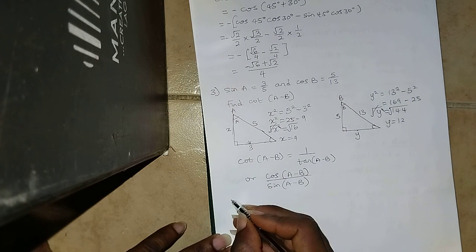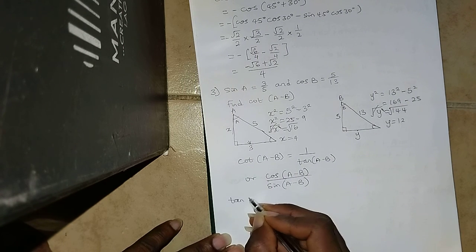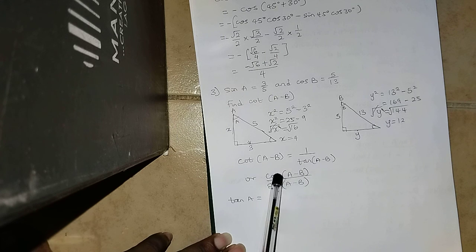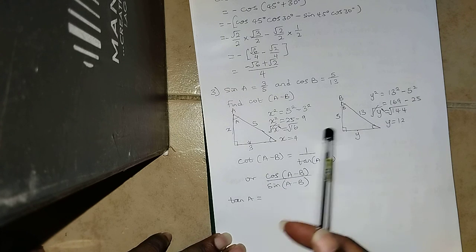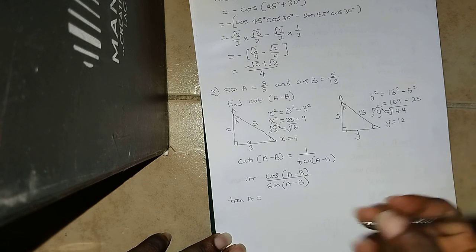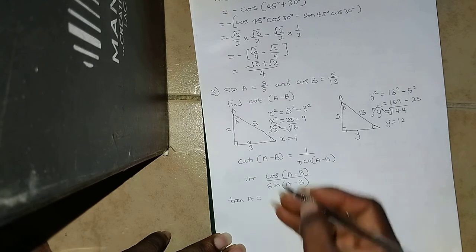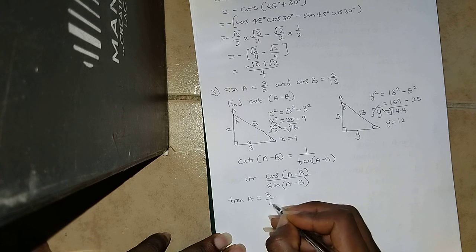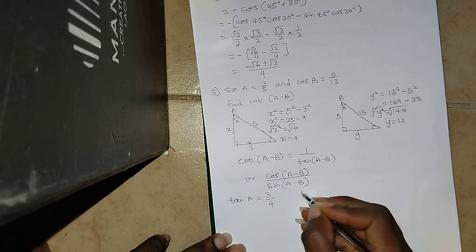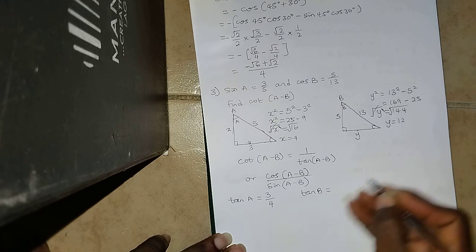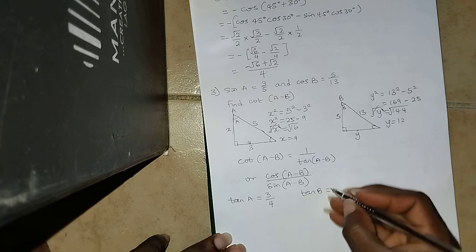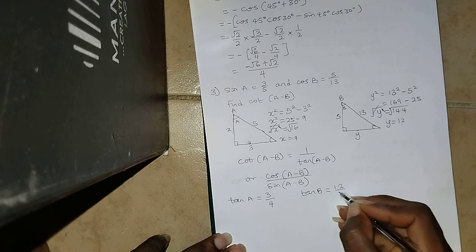We can also find what tan A is from here. Tan A will be equal to, tan simply means opposite over adjacent. So from here, tan A, what is the opposite? 3, and then the adjacent is 4. And then my tan B, the opposite here is 12, and my adjacent is 5.